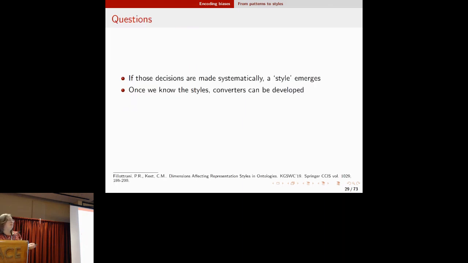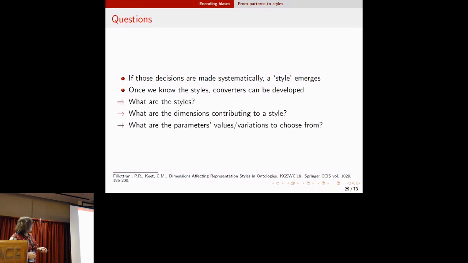So what does it mean when we talk about the style of an ontology? That happens if those decisions are made systematically throughout. Not that you choose one transformation of one and the other one, if it's not a class transformation, in other cases a member of, for instance. You either reify all of those or you don't reify all of them, for instance. So once you know those styles, you can develop those converters. But then you need to know what those styles are. Can we actually identify styles in the ontologies?